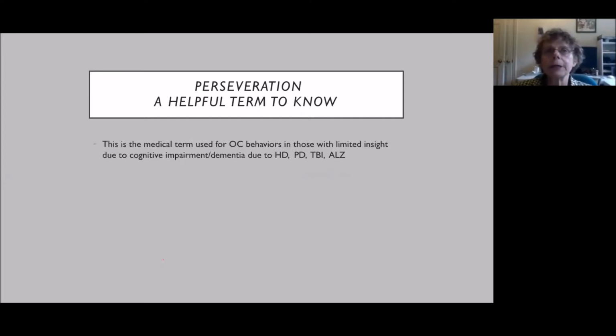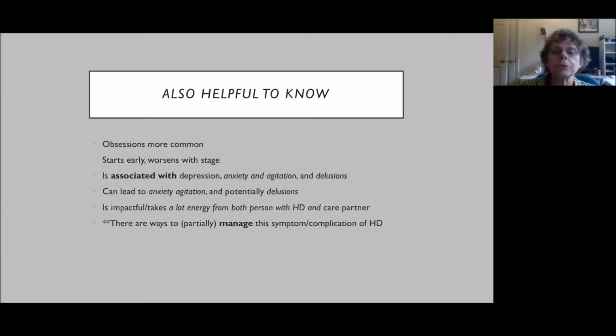Perseveration, I'm throwing that word in there because if you read very much, or you may hear the term in your doctor's office, it's a medical term for OC behaviors that occur in those with limited insight due to cognitive impairment or dementia. Happens in Huntington's, in Parkinson's, in brain injuries, traumatic brain injuries, in Alzheimer's, etc. So it's not unique to Huntington's, and that's a word that's often used in research literature.